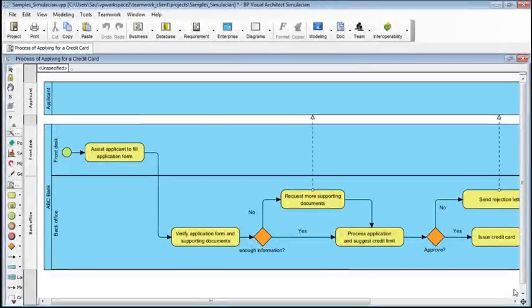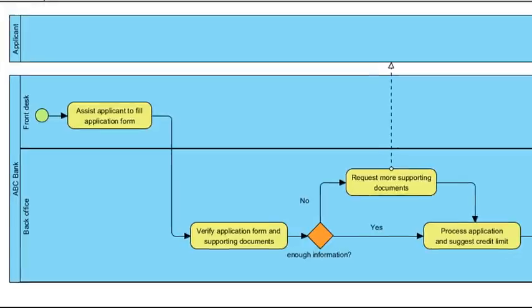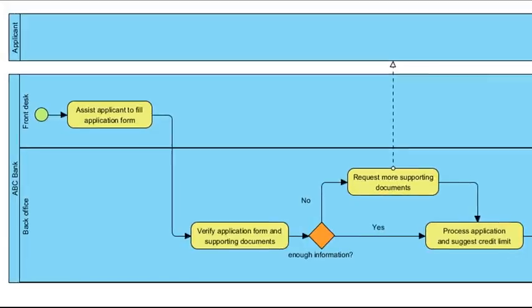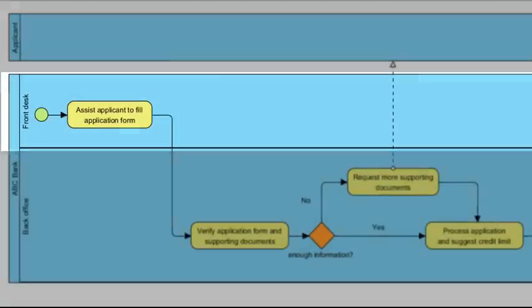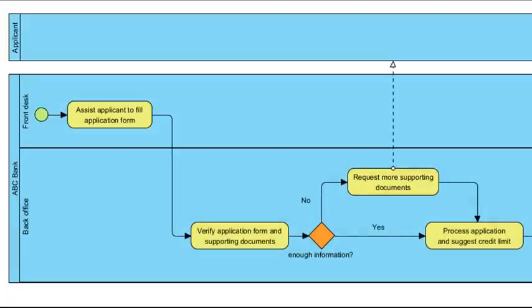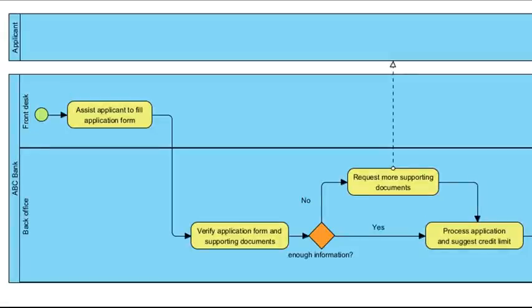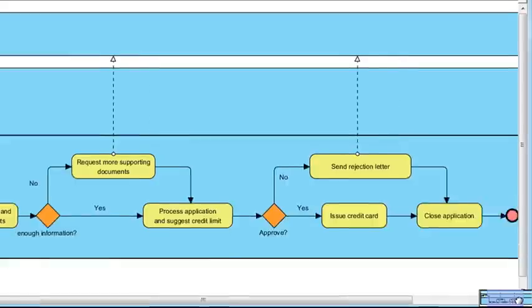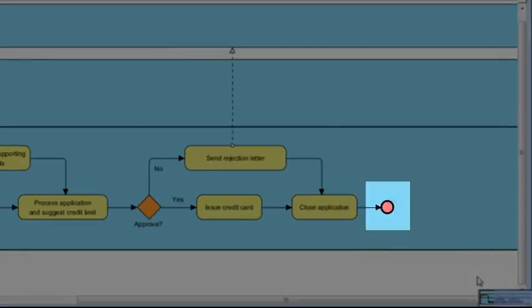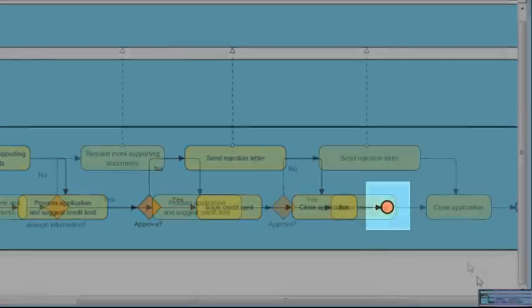For example, here we are looking at a business process diagram about applying for a credit card. The thick blue bars represent participants in the process, such as the applicant. And within the bank, there are the front desk and the back office. This green circle is the starting point. To the far right, the red circle marks the finish point.